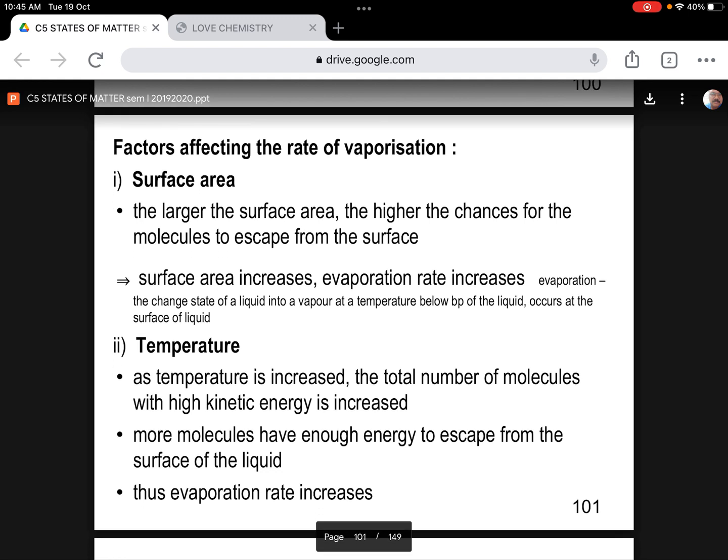Now, factors affecting the rate of vaporization: surface area. The larger the surface area, the higher the chances for the molecules to escape. If surface area increases, rate of vaporization increases as well. Second factor is temperature. As the temperature increases, kinetic energy of the molecules will increase, or more molecules will have higher kinetic energy. When more molecules have higher kinetic energy, then the chances to escape also increase. When the chances to escape increase, therefore the rate of vaporization or evaporation increases as well.